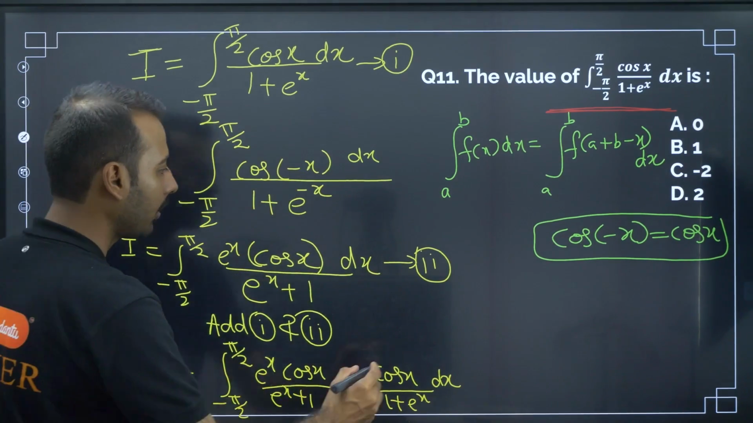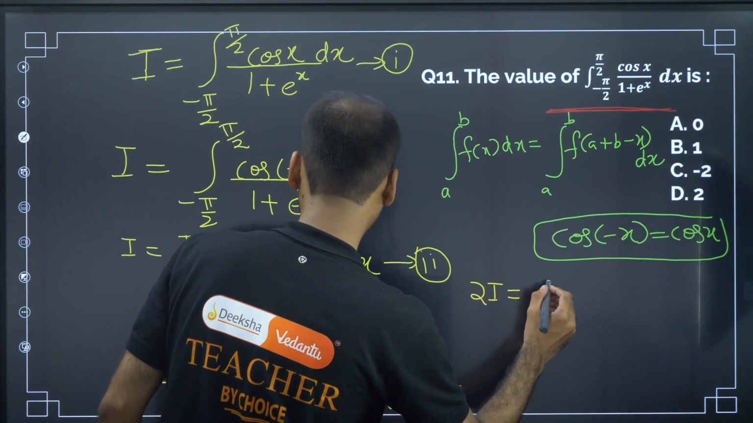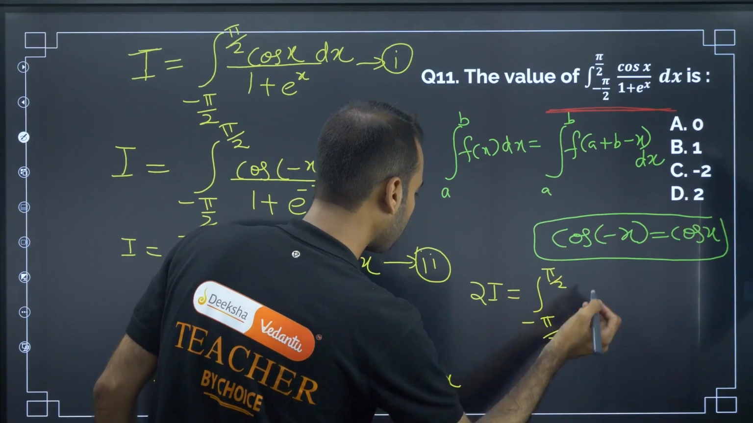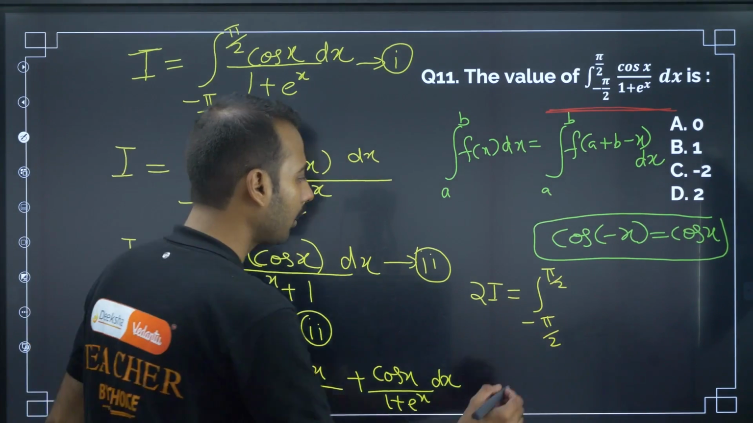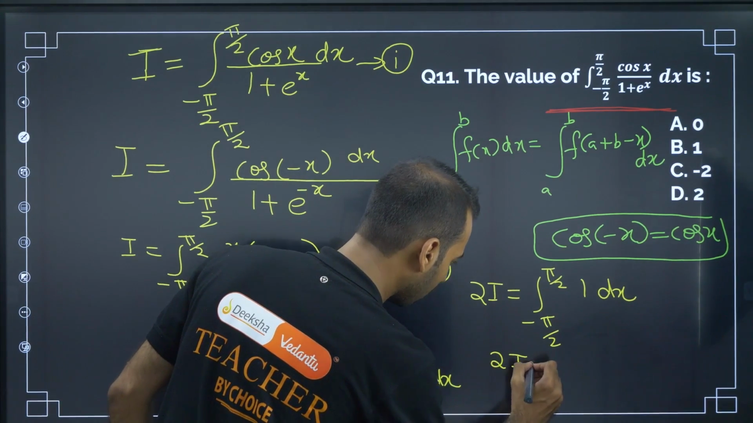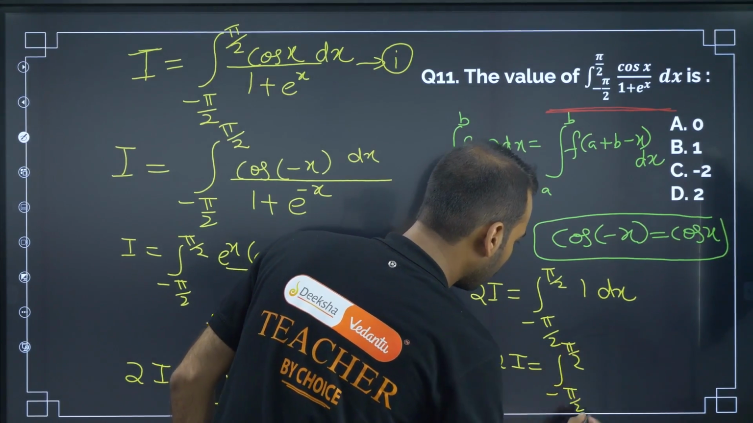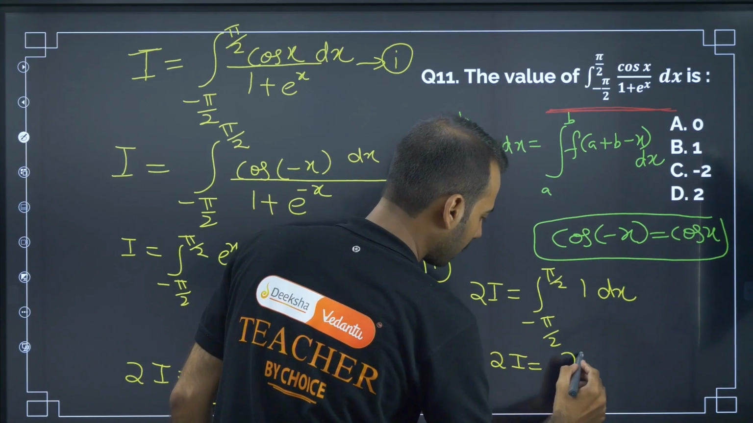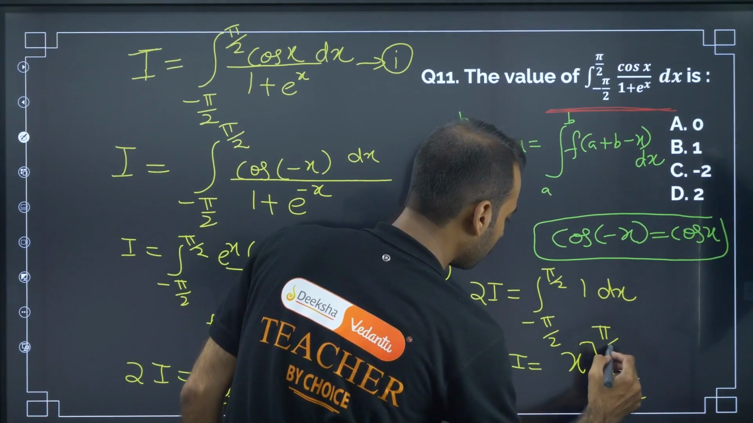Now if you simplify this, here you will get 2I is equal to the integral from minus pi by 2 to pi by 2. Cos x you take common and then you cancel. Here you will get 1 dx. So 2I is equal to the integral from minus pi by 2 to pi by 2. Integration of 1, if you perform integration in this step only, is x from minus pi by 2 to pi by 2.